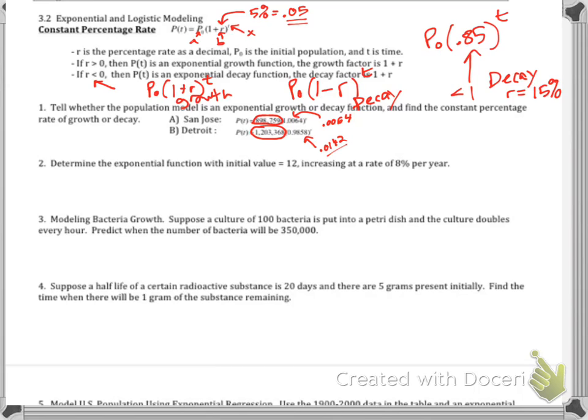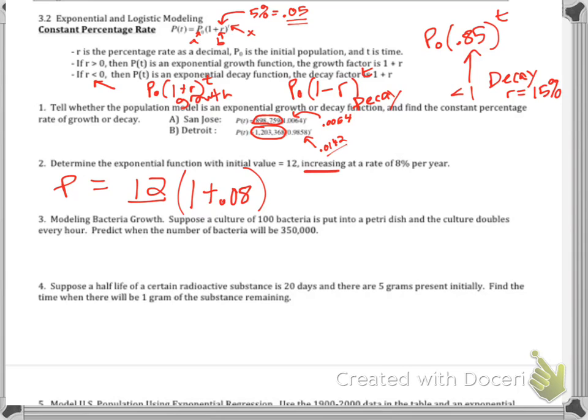So determine the exponential function with initial value 12, increasing at a rate of 8% per year. You ready for this? Initial value, what goes up front, so this is p equals 12. And the growth rate, that 8% growth, it says increasing. It didn't say the word growth, it said increasing. That means we're going to do 1 plus, and I'm not going to put 8 in there, right?